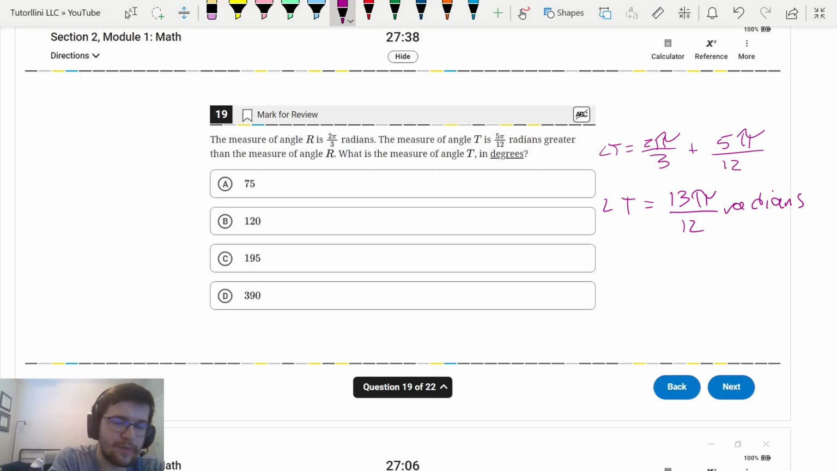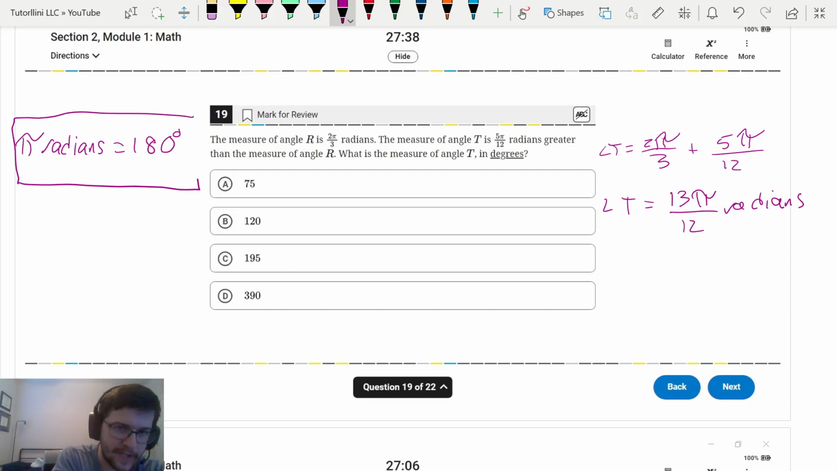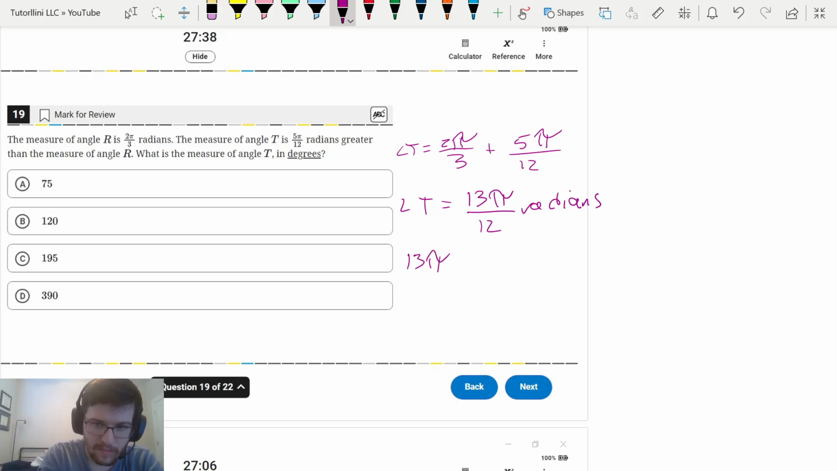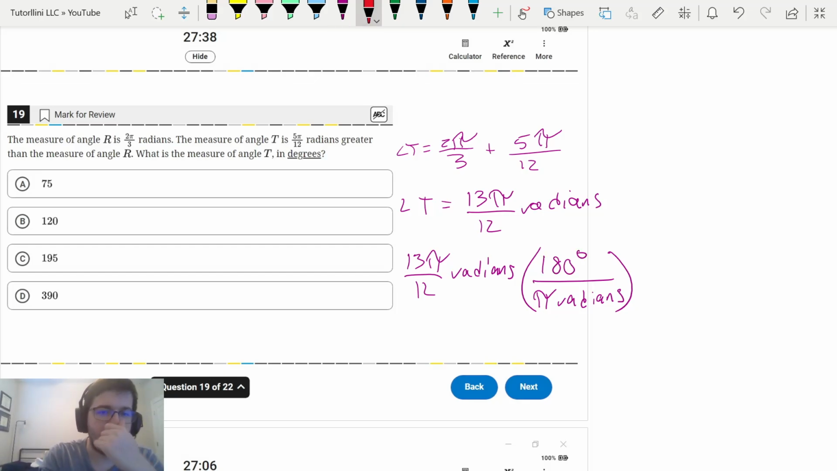Now you need to convert this to degrees. What you've got to know is there's pi radians in 180 degrees. It's pretty much the only conversion factor on the test that they won't give you. So now we do a unit conversion. 13 pi over 12 radians, and we're going to put the pi on the bottom so that the radians cancel. The radians are on opposite sides of the division sign, so they cancel, which is what we want. So we're left with units of degrees.